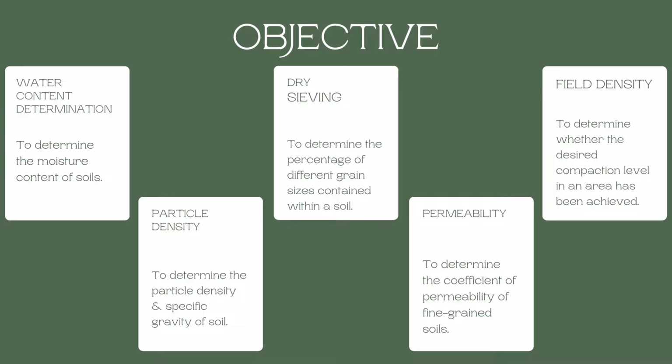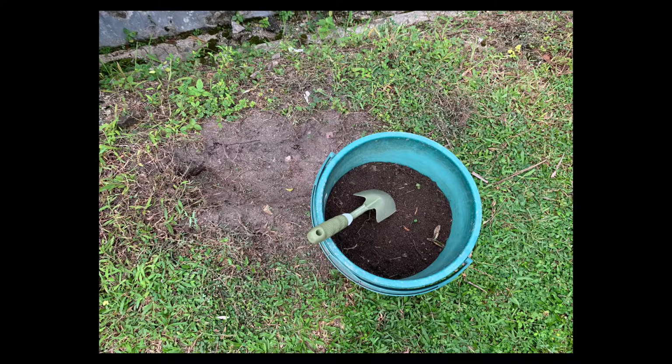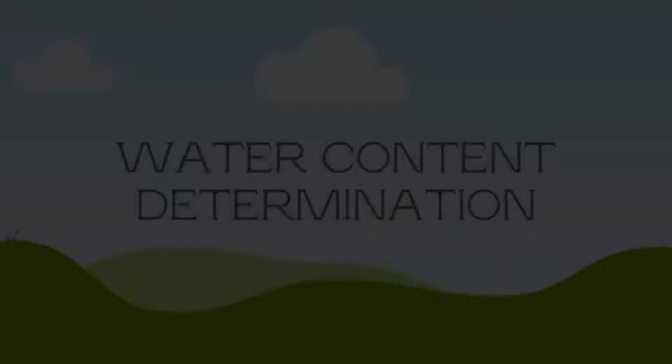For dry sieving, the objective is to determine the percentage of different grain sizes contained within a soil. For permeability, the objective is to determine the coefficient of permeability of fine-grained soils. And lastly, for field density, the objective of the experiment is to determine whether the desired compaction level in an area has been achieved. This is my sampling location of my soil sample, which is a field area in front of my house.